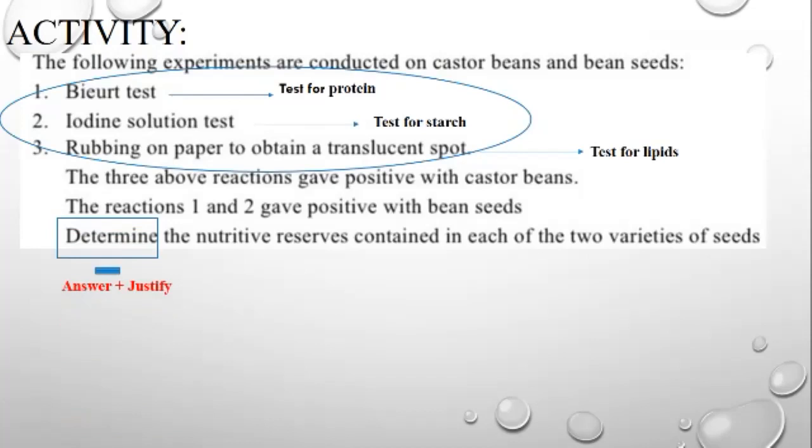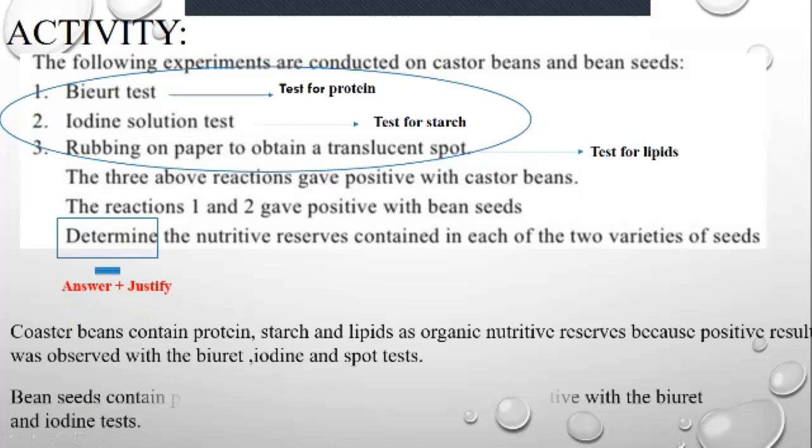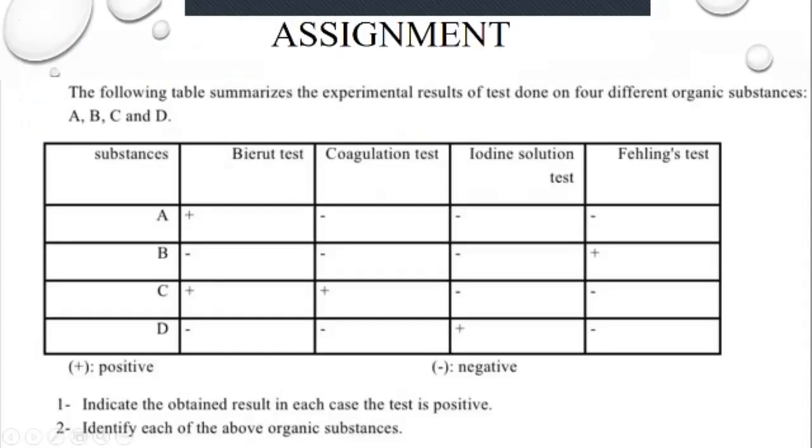As you can see here, the castor beans contain protein, starch, and lipids as organic and nutritive reserves because positive results were observed with the Biuret test, iodine test, and spot test. While bean seeds contain protein and starch only because they were positive just with the first 2 tests, the Biuret test and iodine test. And now, this is an assignment for you.